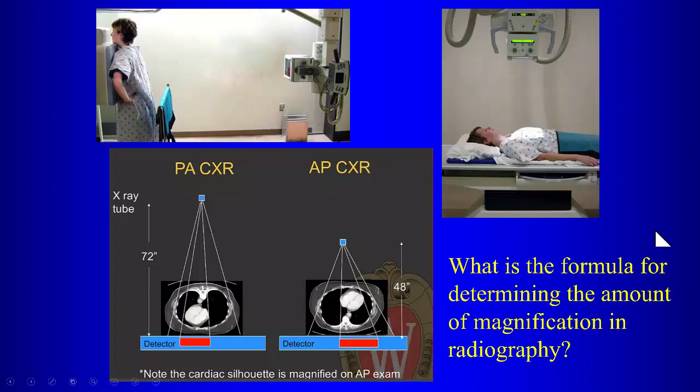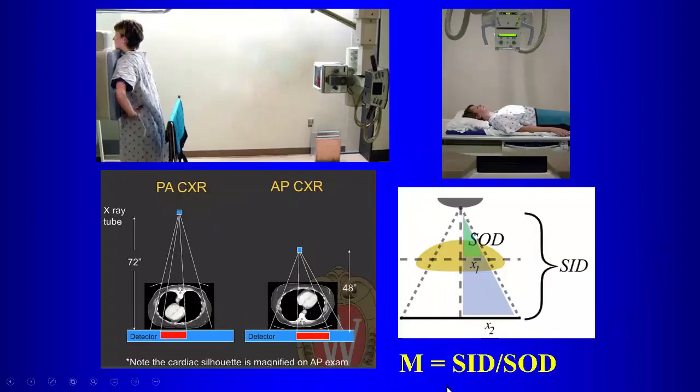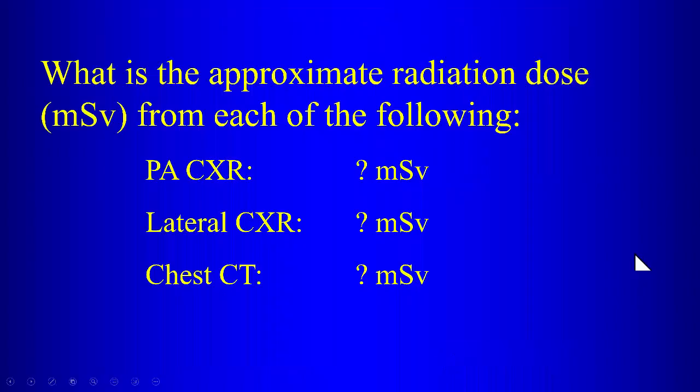Now, you do need to know the formula for determining the amount of magnification in radiography, and that's simple geometry. The magnification factor is the source image distance divided by the source object distance. Here with a PA radiograph, the source image distance is large, and so is the source object distance, so the magnification factor is small. Contrast that with what happens with an AP view, that does give you magnification. So that's the physics of why we get magnification. That is something they do ask you.